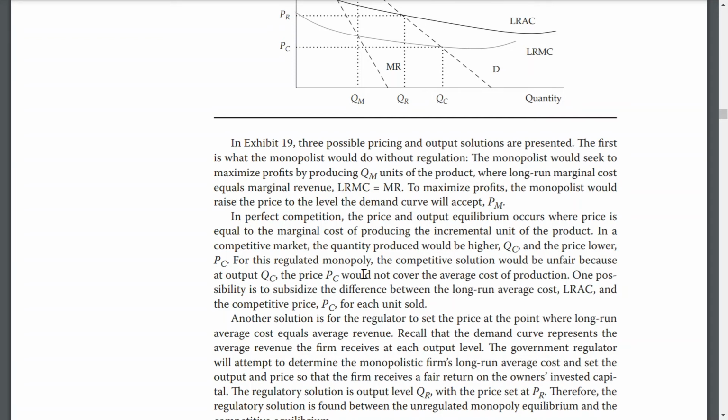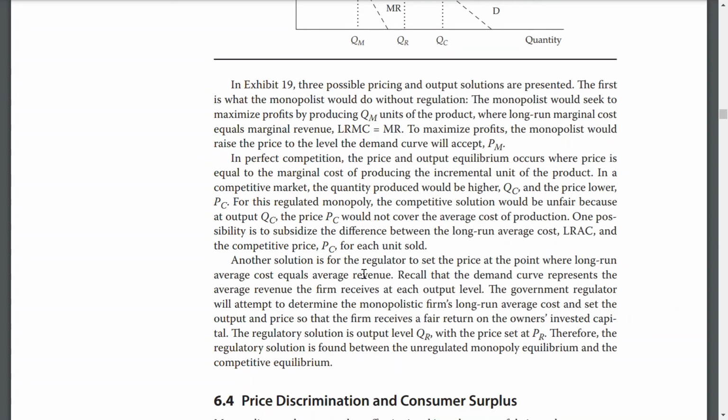In perfect competition, the price and output equilibrium occurs where price is equal to the marginal cost of producing the units of product. In a competitive market, the quantity produced will be higher, QC, and the price lower, PC. For a regulated monopoly, the competitive solution would be unfair because output QC at price PC would not cover the average cost of production. One possibility is to subsidize the difference between the long-run average cost (LRAC) and the competitive price of PC for each unit sold.